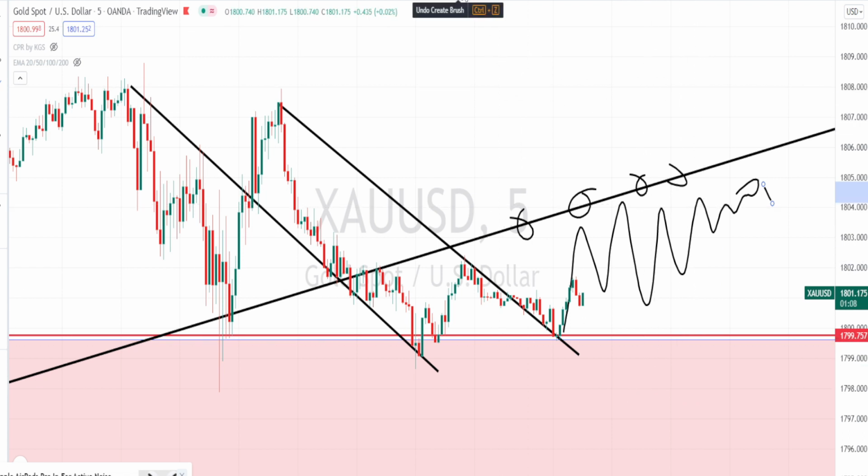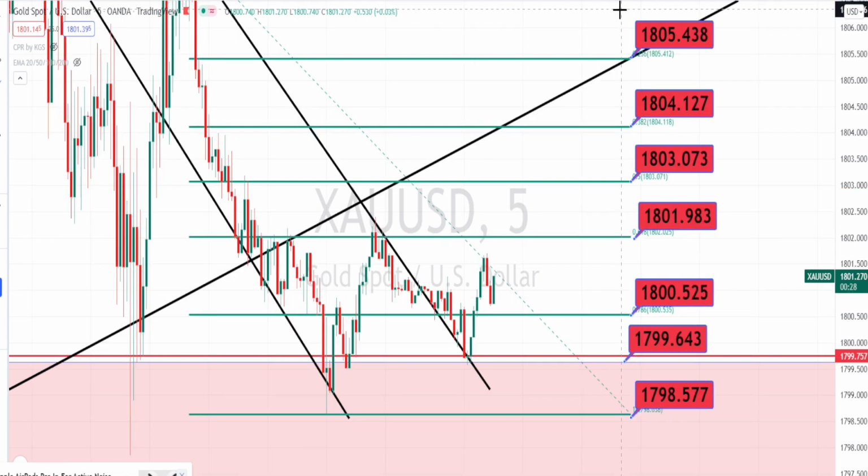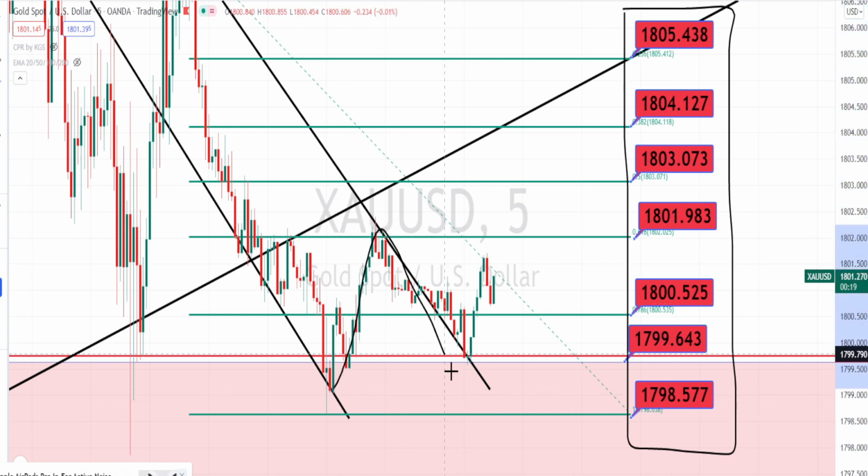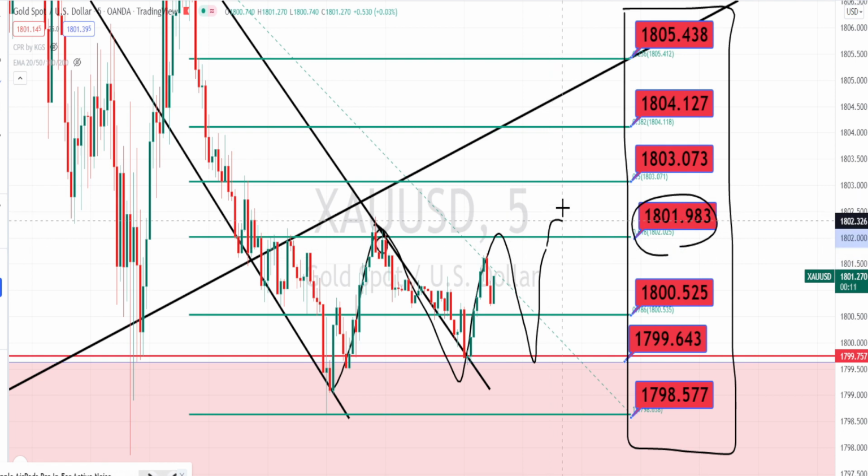Let us mark the support and resistance levels. So the values within the red color boxes are the support and resistance levels in 5 minutes time frame. Currently the price action is in a range bound market. Only when it breaks this previous high, which is going to be around 1801, we can expect the bullish trend to continue. Currently the price action is moving in a sideways.